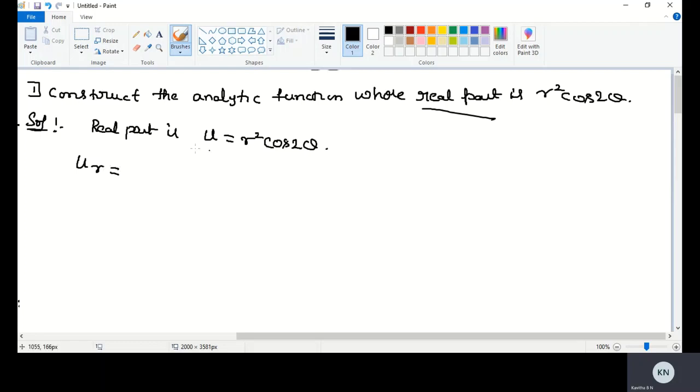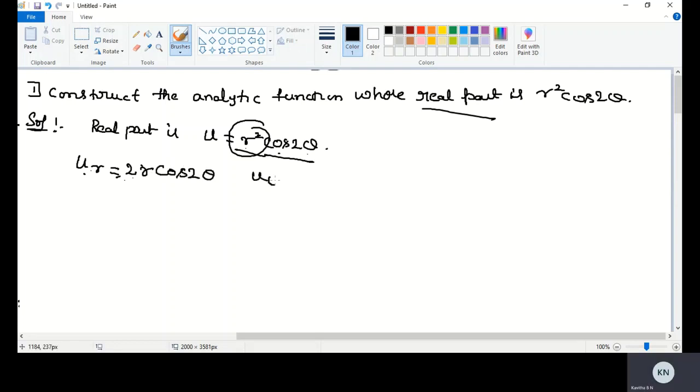Ur, the given function, we have to partially differentiate with respect to r. Ur is equal to differentiation of r square, which is 2r, then cos 2 theta. Partially differentiating with respect to r means r is varying, cos 2 theta is a constant. Means only we have to differentiate r square. R square is 2r. Then cos 2 theta is constant, write down as it is.